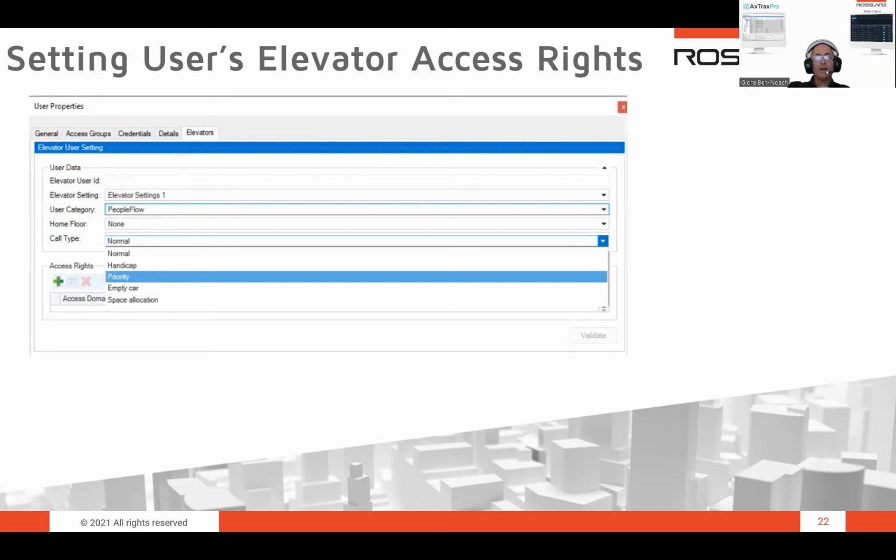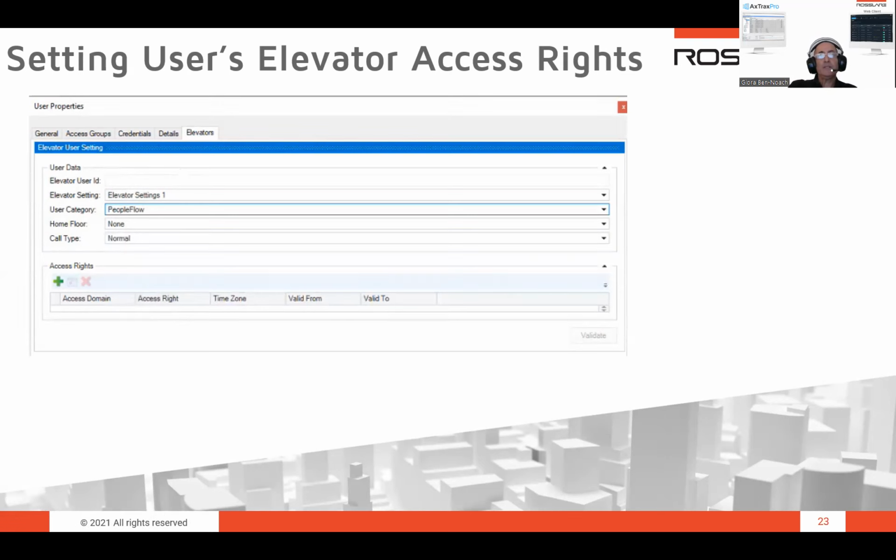Then we see priority. It means that this user has priority over other users, and an elevator will be directed to him first. Then we see empty car. Every time this specific user calls for an elevator, the elevator will arrive empty. And last, we have space allocation. It means that every time this user calls for an elevator, a wide compartment elevator will be invited. Now for this demonstration, we will select the most common one, the normal type. Here we'll press normal.